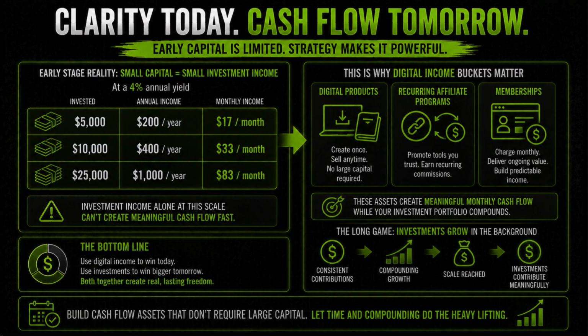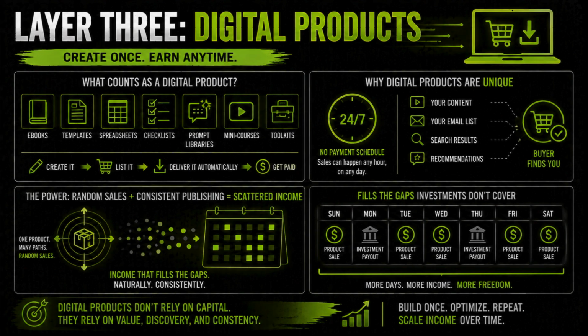At that scale, investment income alone cannot produce meaningful monthly cash flow quickly. This is why the digital income buckets matter so much for early-stage portfolios. If investment capital is limited, building cash flow assets that don't require large capital, like digital products, recurring affiliate programs, and memberships, is how you create meaningful monthly income while the investment portfolio grows toward the scale where it contributes meaningfully. Income layer 3, digital products.